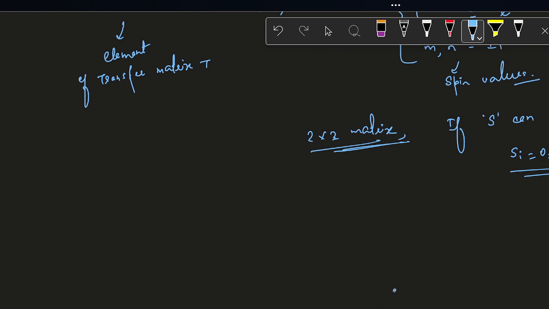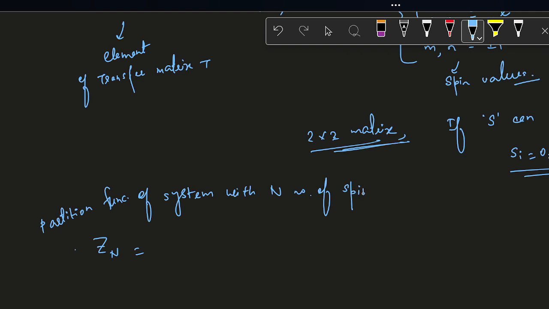Okay, and so how does the idea of the transfer matrix first appear? First let us try to write down the partition function for this type of problem, let's say Zn. Z subscript n means it is for the system that has n number of spins. So this is the partition function of a system with n number of spin values. So you write down Zn.